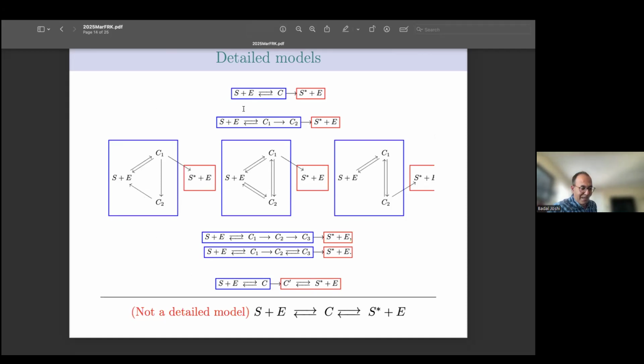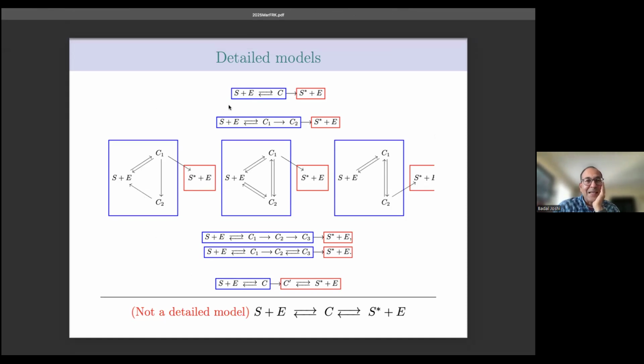So what is an appropriate detailed model? I won't write down the precise definition. You can find it in our paper once it comes out. But basically, a detailed model breaks up into a reactant block and a product block. And the product block, which is this red box, is a connected component, while for the reactant block, it's either a connected component or I have a sequence of arrows that goes from S plus E into the product block, right? So almost every kind of detailed model that you find in the literature is going to satisfy these conditions, right? I mean, they're fairly general conditions.